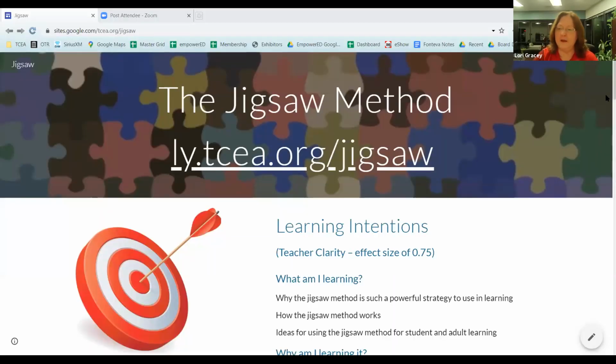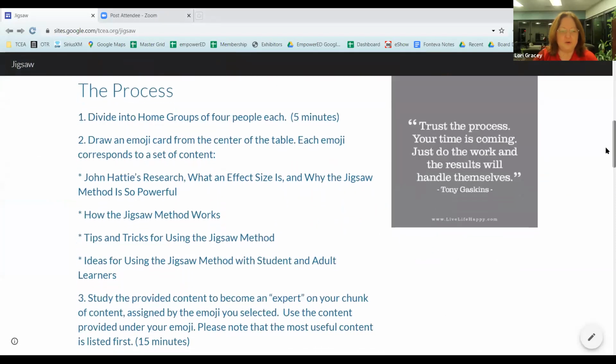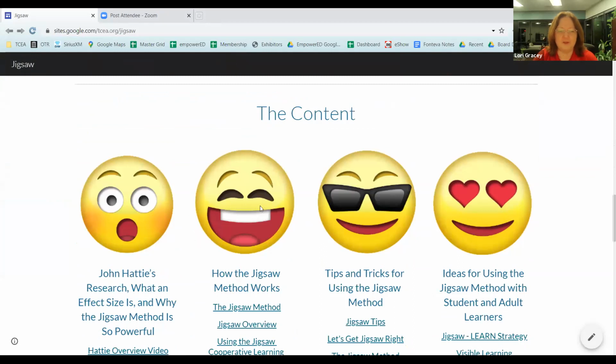It's a page on the Jigsaw method, okay? So there's the link there. There'll also be a link included on the website, okay? And it talks about what you're going to do. Now, for this particular process for teachers, I use emoji cards. So I have some cards that have these 4 emojis on here. I have 4 chunks of content, so I'm going to put 4 people in a group.